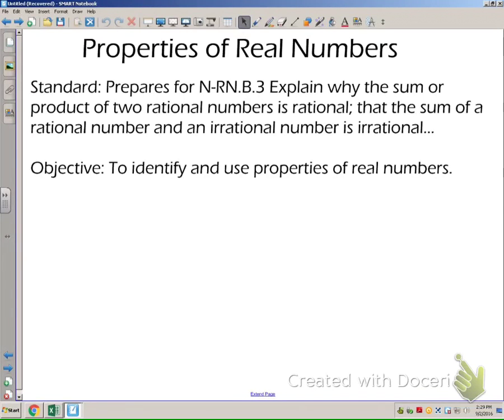Okay, this lesson is about using the properties of real numbers. We're going to be identifying them and then using them to simplify problems. So let's get started.